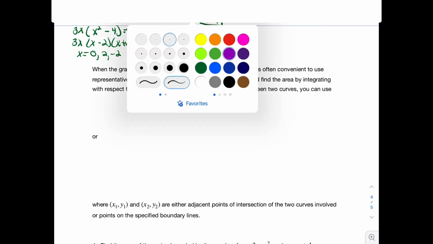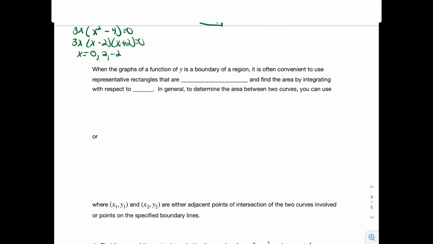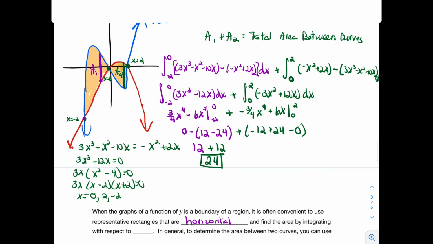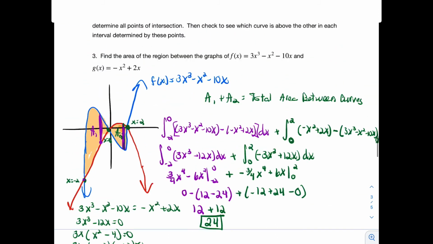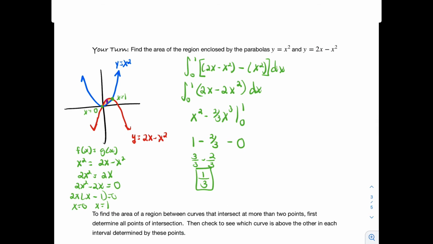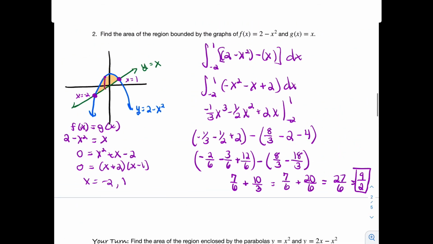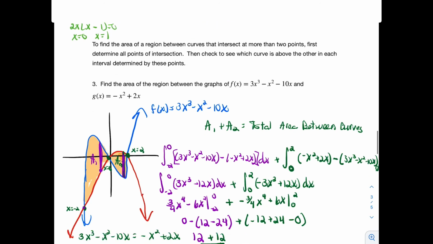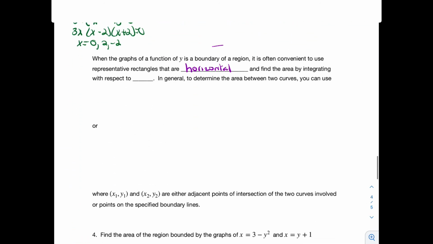Okay, when the graph of a function y is a boundary of the region, it's often convenient to represent the rectangle using horizontal rectangles instead of the vertical rectangles that we've been doing. So all the representative rectangles we have used up to now have been vertical, and remember our area was found by taking the top minus the bottom.